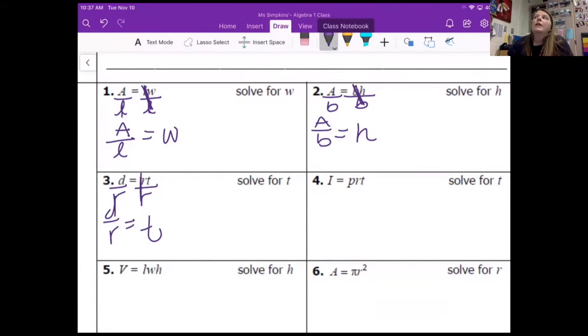T. What's happening to T? It's multiplying by P and multiplying by R. But luckily we can do this all in one step. We're going to divide both sides by P and R. Yes, R.